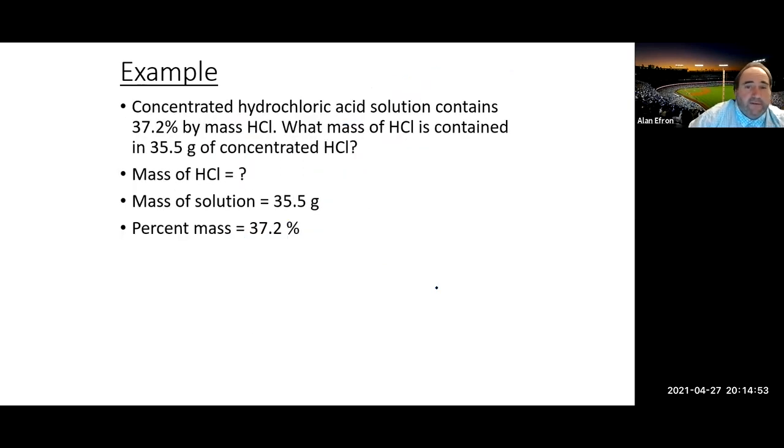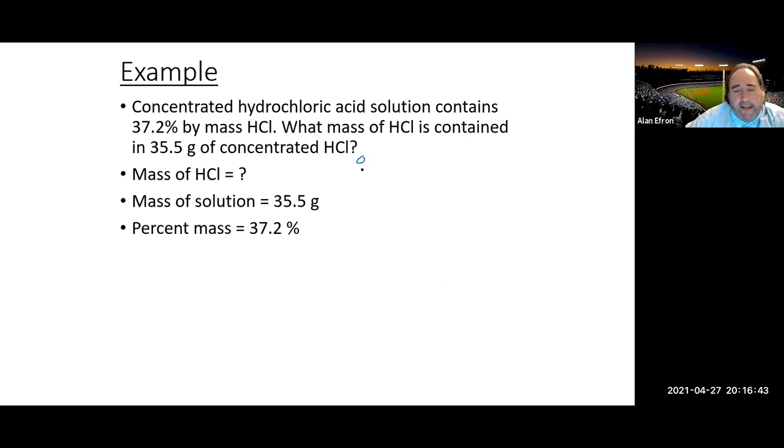So why don't you give this one a go here? Concentrated hydrochloric acid contains 37.2% by mass. What is the mass in grams of hydrochloric acid that's in 35.5 grams of the solution, basically? Take a moment to see what you come up with.